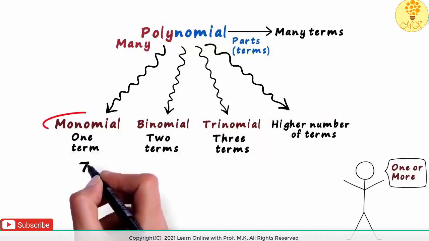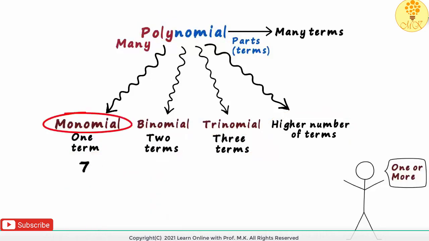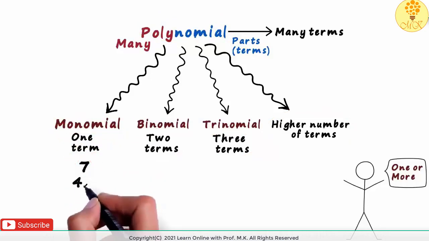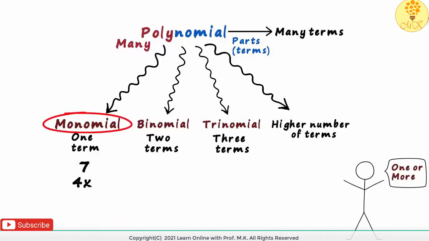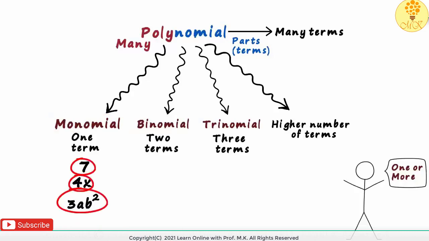The number 7 is a monomial. It's just one term. 4x is also a monomial. It's just one term as 4 and x are multiplied. Even 3ab squared is a monomial. And yes, all these expressions are also polynomials.